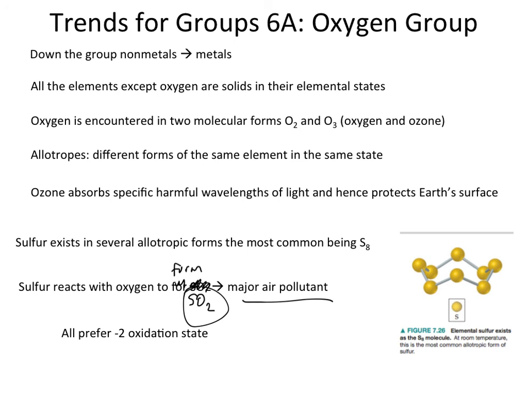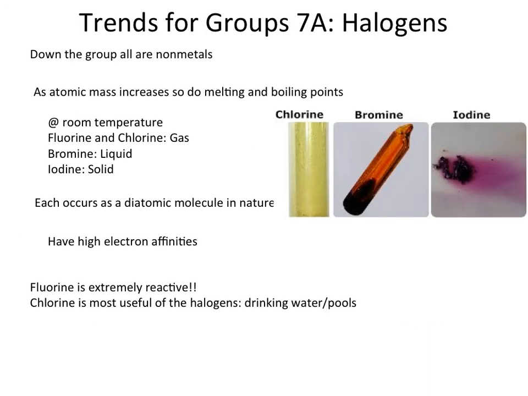All of the oxygen group elements prefer a -2 oxidation state, so they prefer to pick up the electrons. And these are the characteristics of the oxygen group. Group 7A consists of a group of elements known as the halogens.